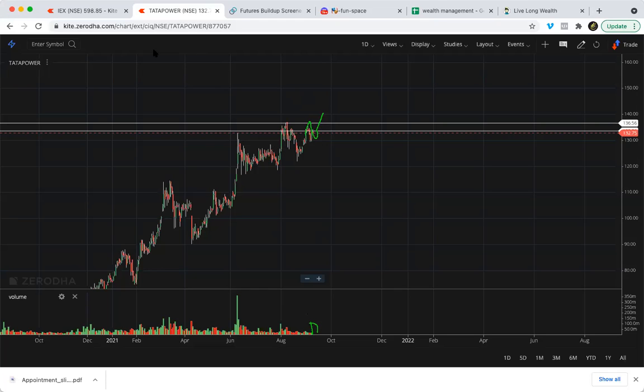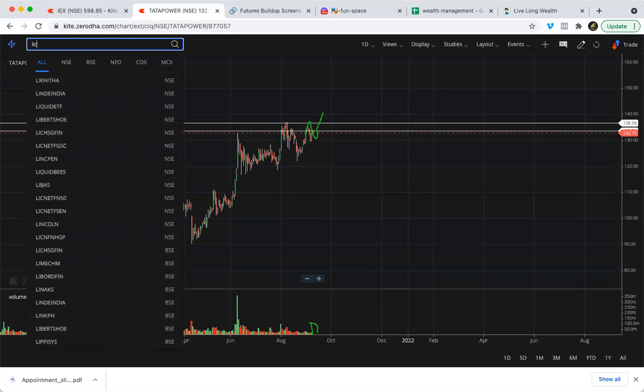Please tell about LIC Housing Finance. Please tell about operators on stock. So Rajendra, that's what I said, it's a bit too much to explain right now.